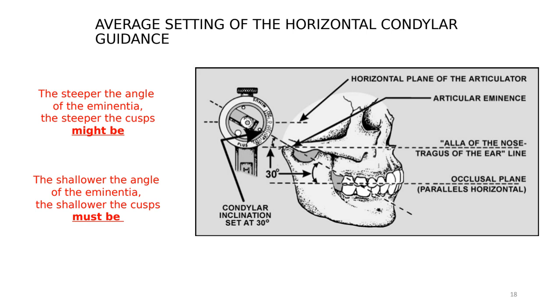Average setting of the horizontal condylar guidance. The steeper the angle of the eminentia, the steeper the cusp might be. If we look at the picture here, we can see that the average condylar inclination is set at a 30-degree angle. This is the average. The shallower the angle of the eminentia, the shallower the cusp might be.